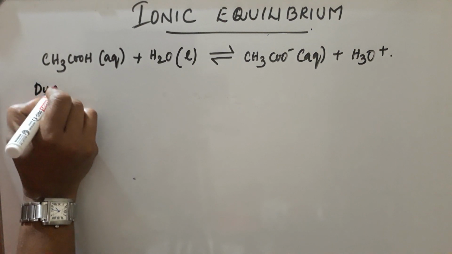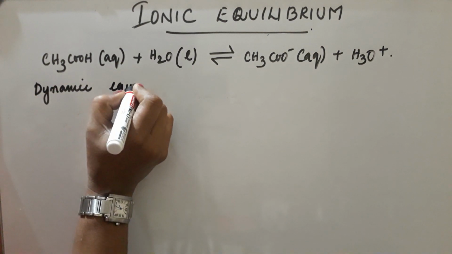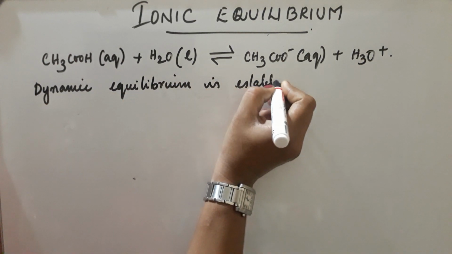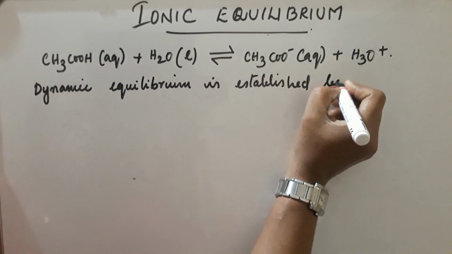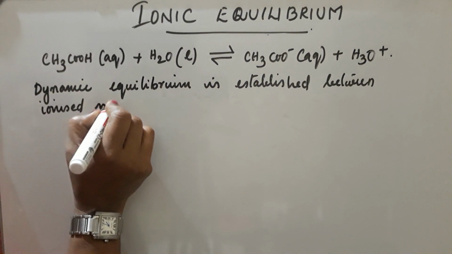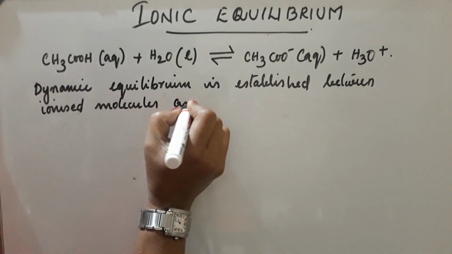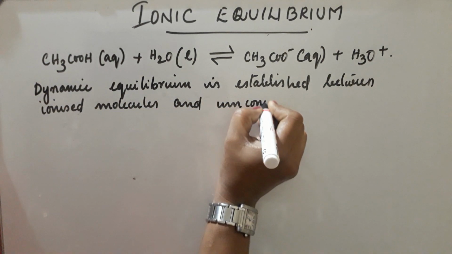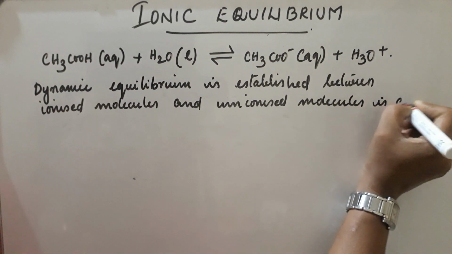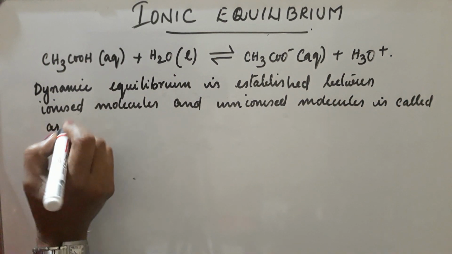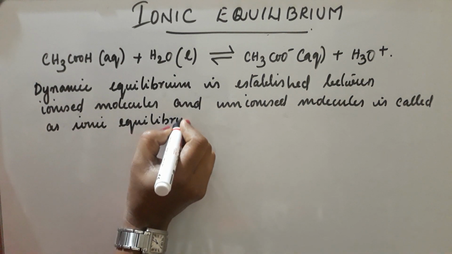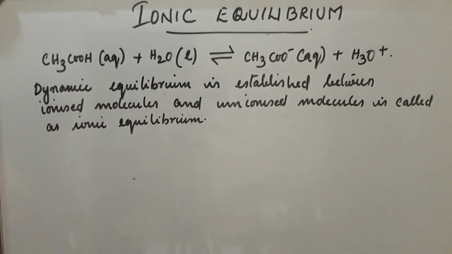So, dynamic equilibrium is established between ionized molecules and unionized molecules, which is called ionic equilibrium.